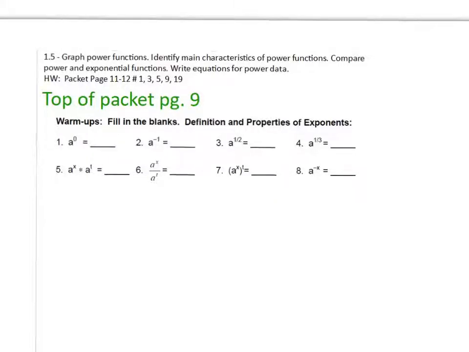Okay, open to page 9 in your packet and try these 8 exponential properties at the top. We're going to pause the video for you to try them in your groups.